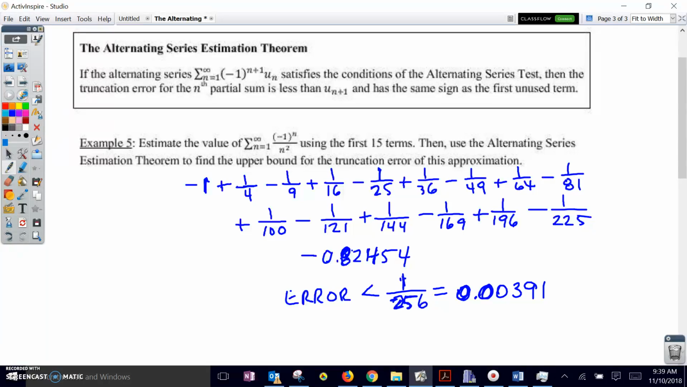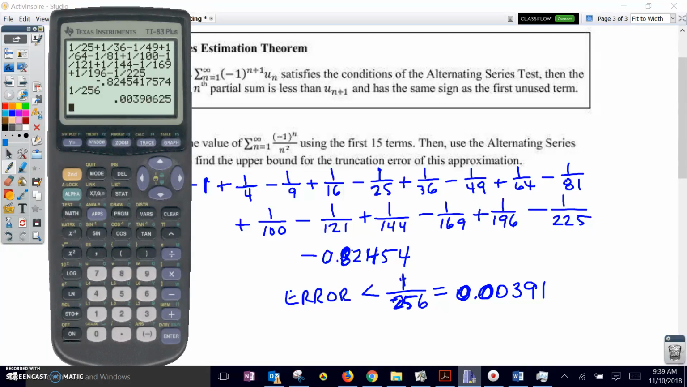And the error has the same sign, so we indeed know now that the value of this series for all the infinite number of terms has to float somewhere between -0.82454 and -0.82063. So we've narrowed down considerably the actual value of this. It has to be somewhere in the interval between -0.82454 and -0.82063.